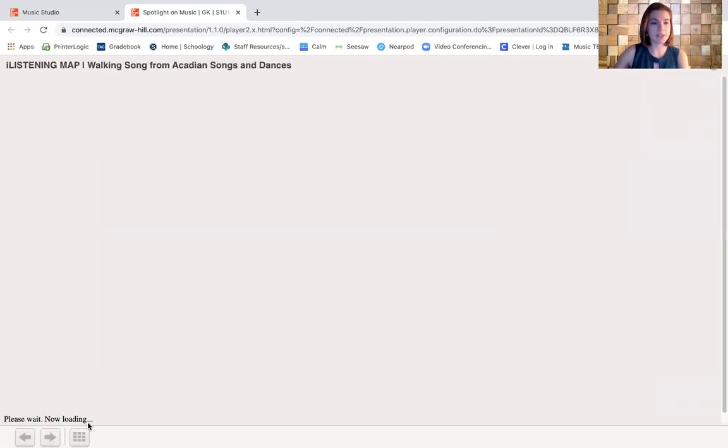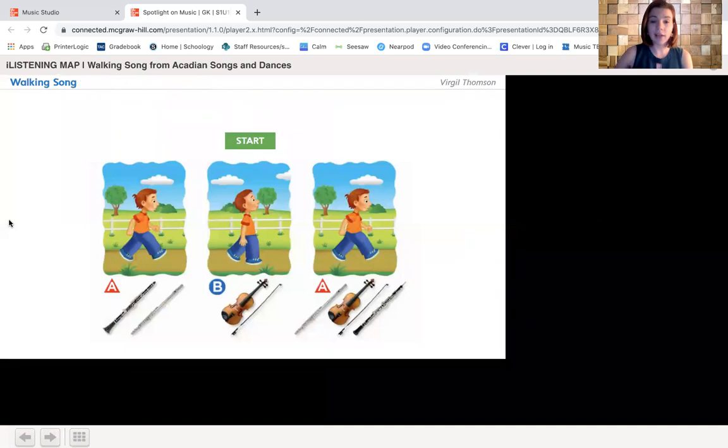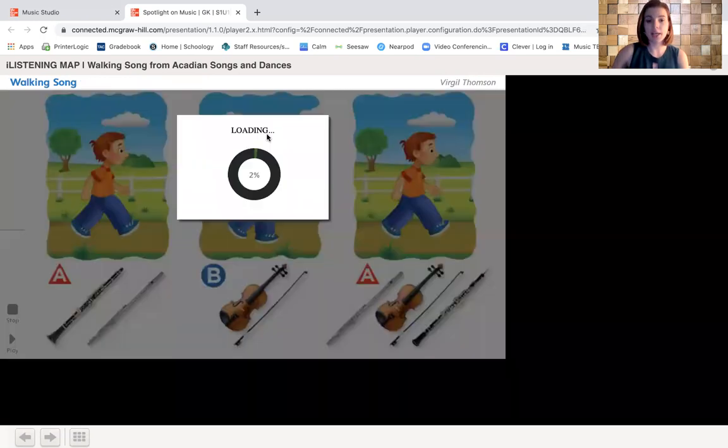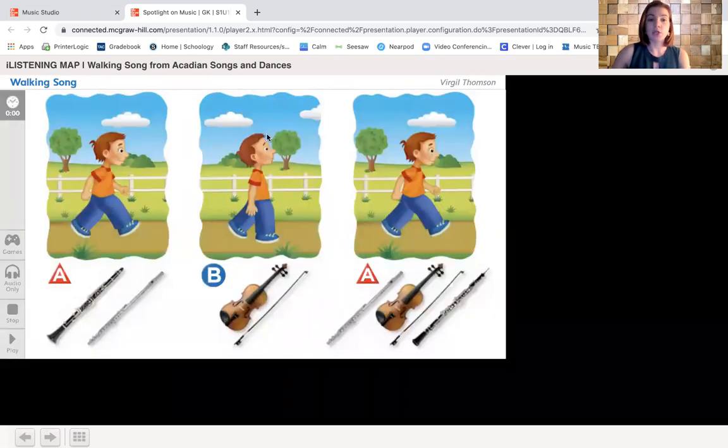Okay, we already listened to that song. All right, now we have a listening map here. And a listening map is something that you can look at while you're listening to a piece of music that helps you understand the form, which is the layout of the music, and the instruments that are in it. So as you can see here, you're going to hear a clarinet and a flute playing during section A, and he's going to be walking to the tempo of the music.